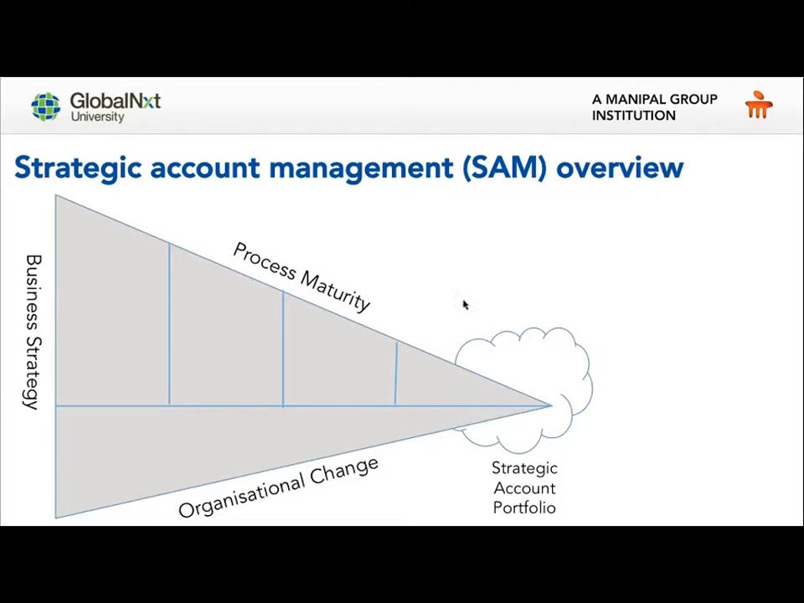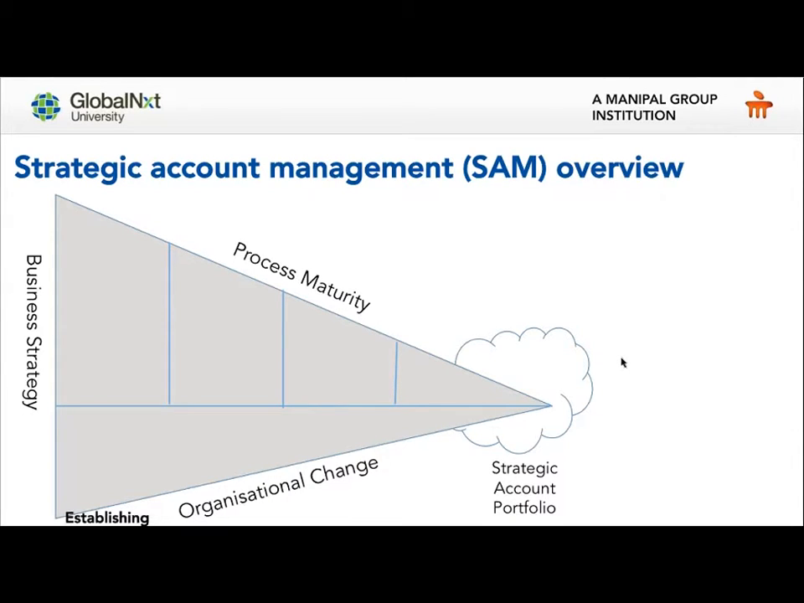So that's how mature your processes are. And then there's organizational change, because you might need to make changes within the organization to implement some of these processes. And then at the tip, you have basically your strategic account portfolio.